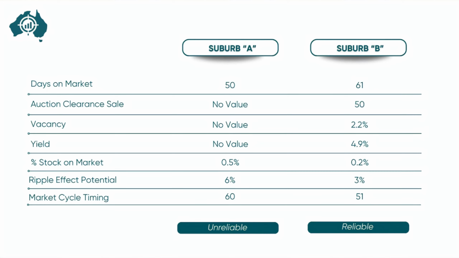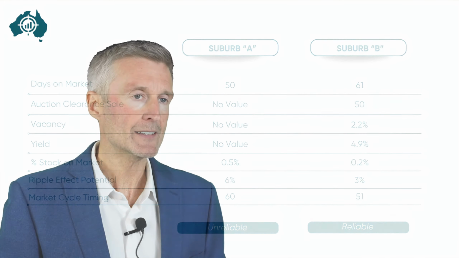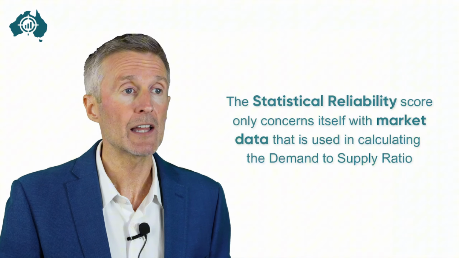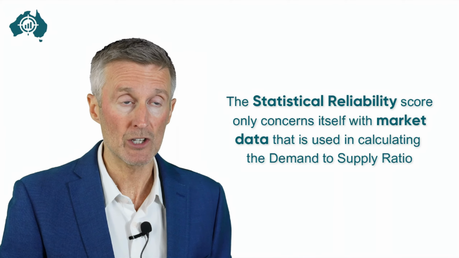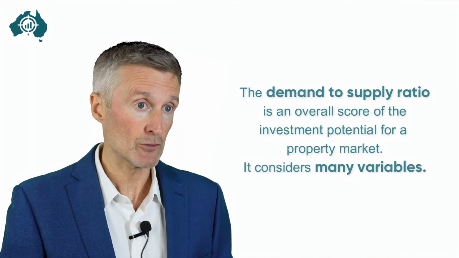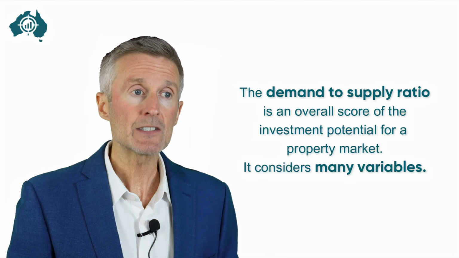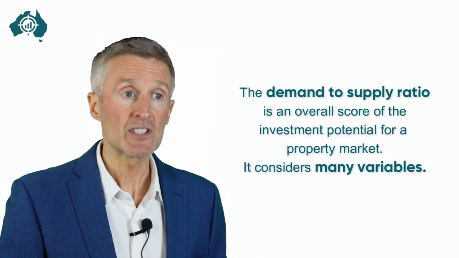The statistical reliability score only concerns itself with market data that is used in calculating the demand to supply ratio. The demand to supply ratio is an overall score of the investment potential for a property market. It considers many variables. The same variables that go into the calculation of the demand to supply ratio are also examined when calculating the statistical reliability.